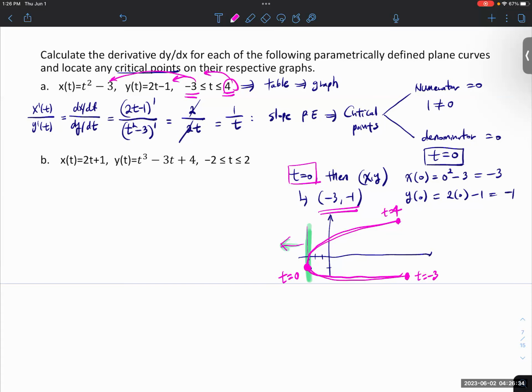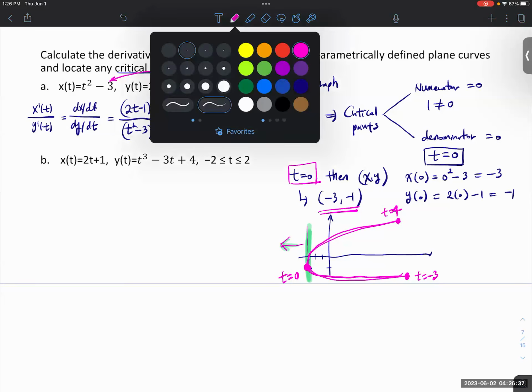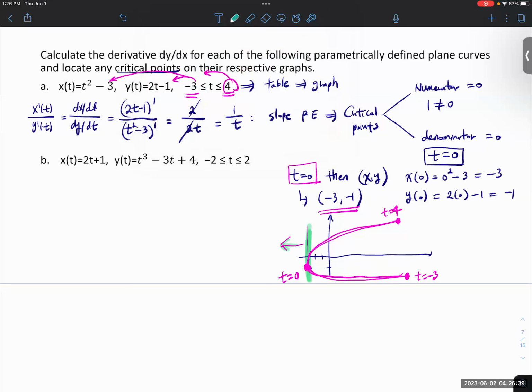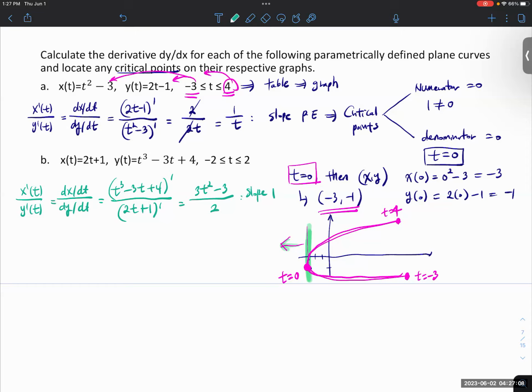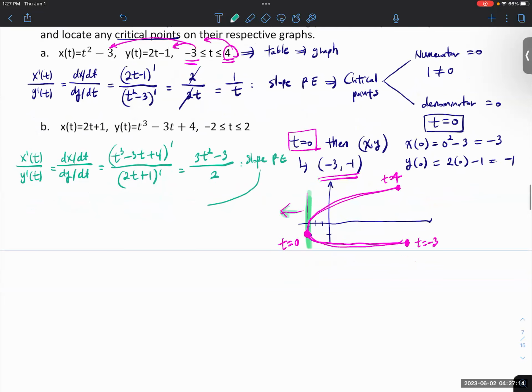So let's take a look at one more, letter B. So same type of question. I'm going to change the color. So we're going to take the derivative of x and y. So dx over dt, dy over dt. So t to the third minus 3t plus 4, prime, over 2t plus 1, prime. So that means 3t squared minus 3 over 2. This is your slope of a parametric equation, correct? So we know we're going to find the critical points from here.